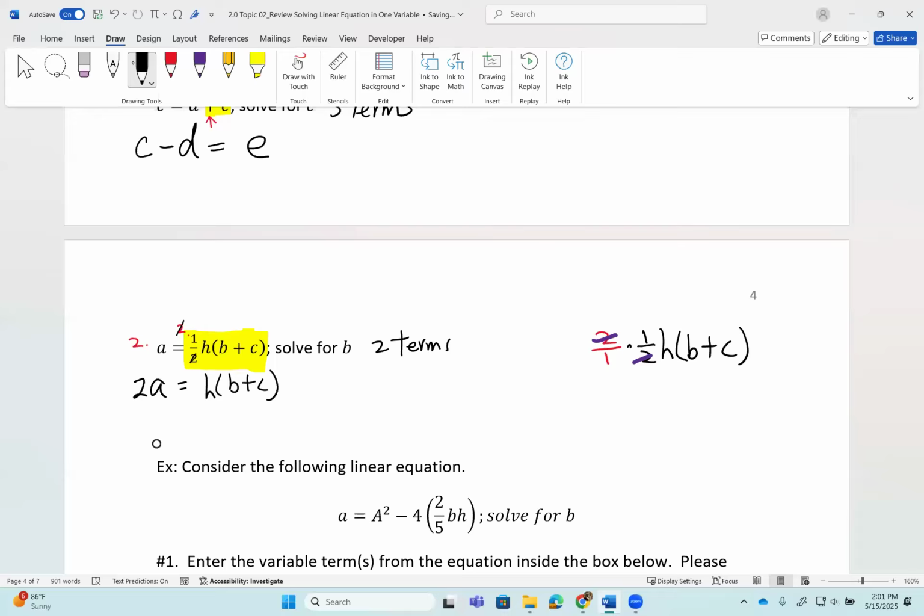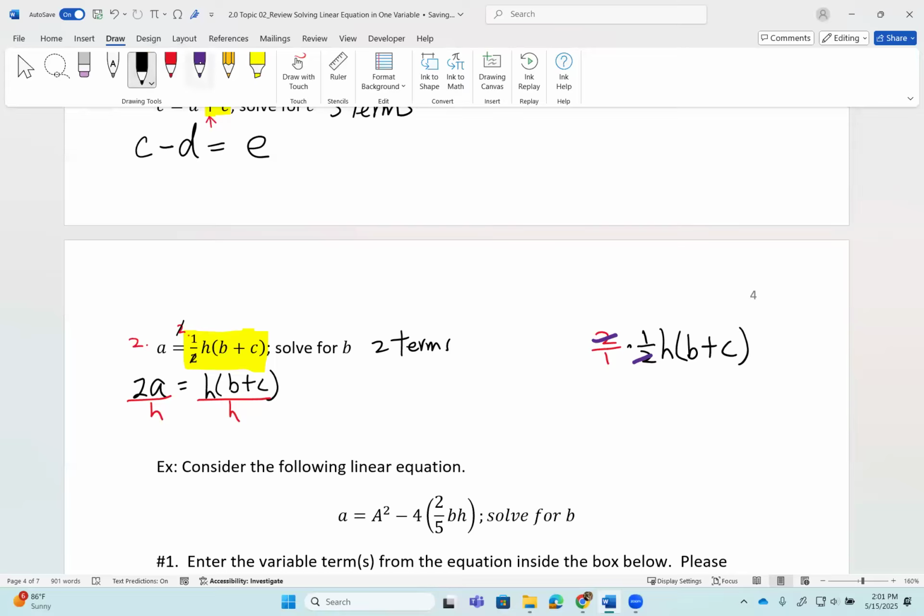Now, normally from this point, I will distribute the H to bring the variable term B to the outside of the parenthesis, okay? But instead of distributing the H, what I'm going to show you here is to go ahead and divide by the H. H times B will be HB. Therefore, B is a variable that H will become a coefficient at the very end. So I will go ahead and get rid of this H. Go ahead and divide by this H on both sides.